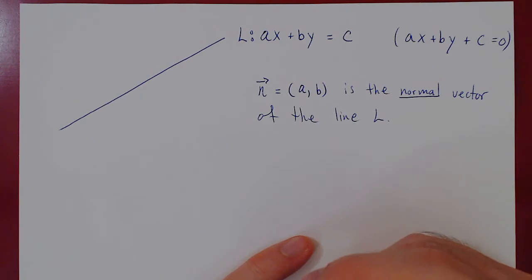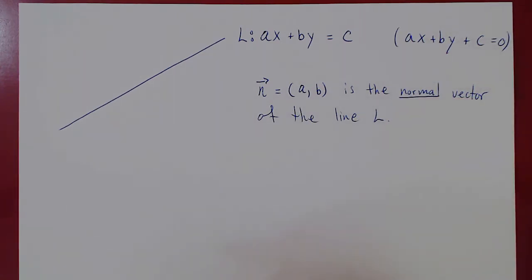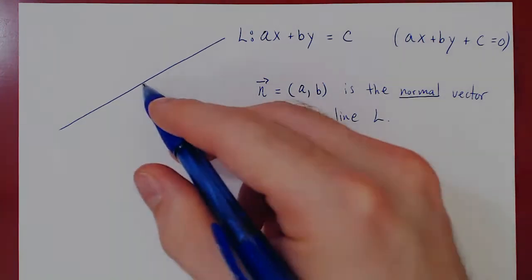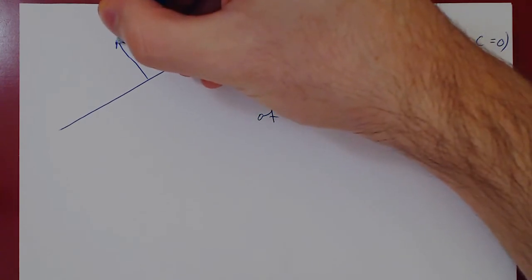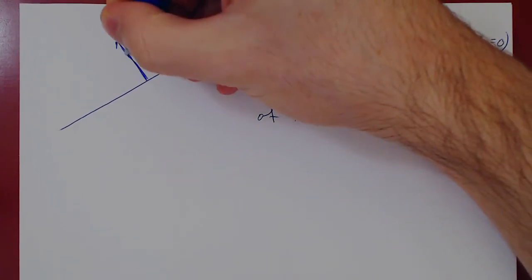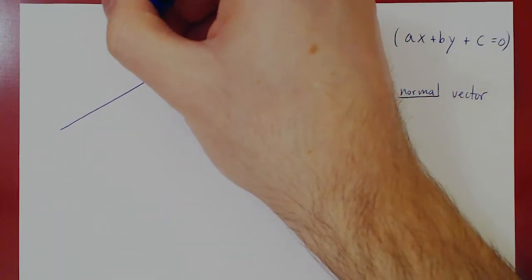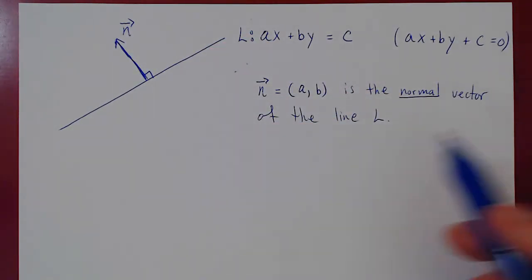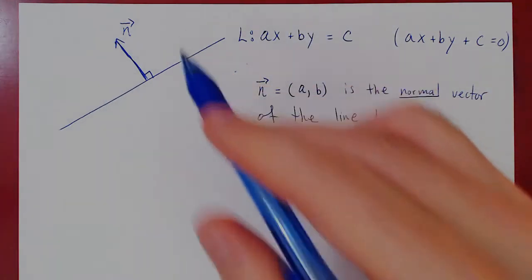And normal is also a synonym for perpendicular or orthogonal. So if you say normal, it also means perpendicular. So if you position the vector n in space so that its initial point is on the line, you will have a vector that is perpendicular to the line. Of course, it could be pointing up or down, it doesn't matter. Either way, this vector will always be perpendicular to the given line.